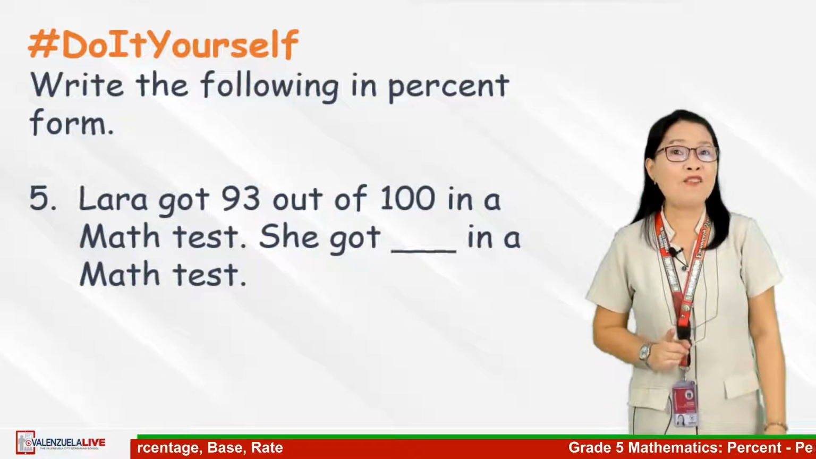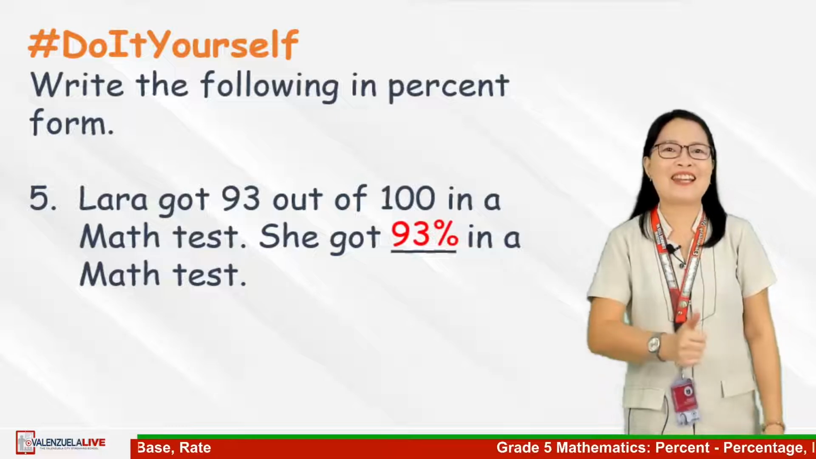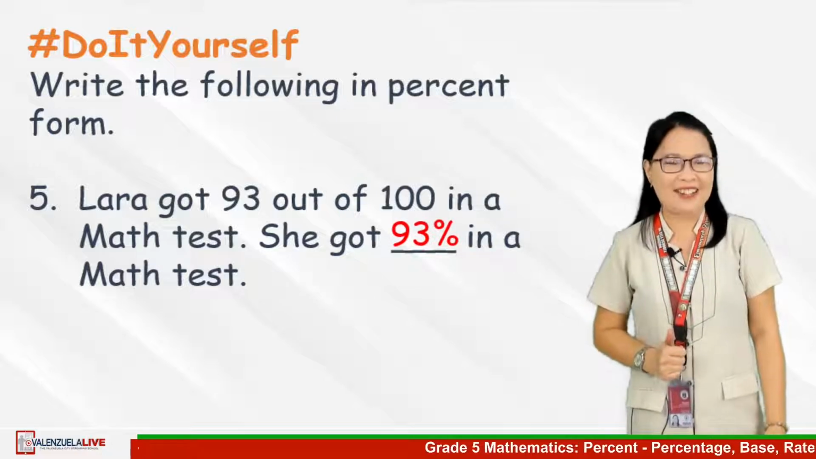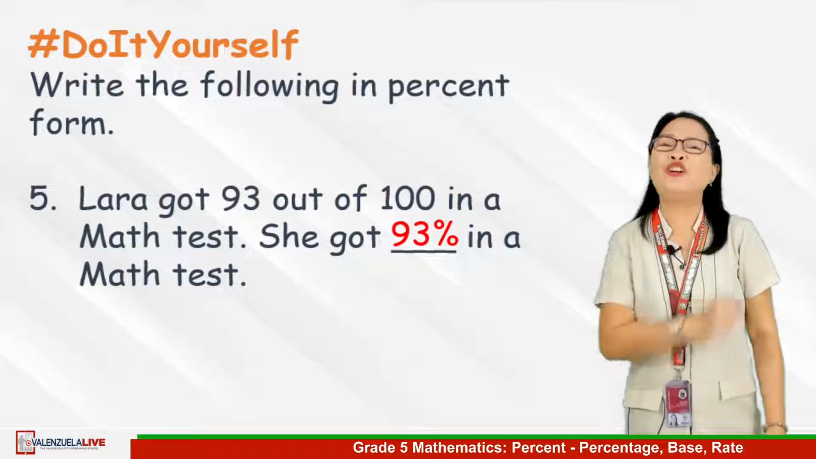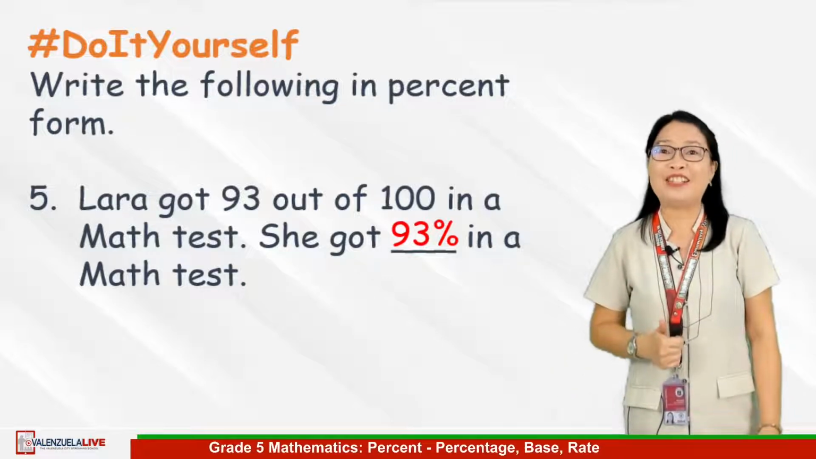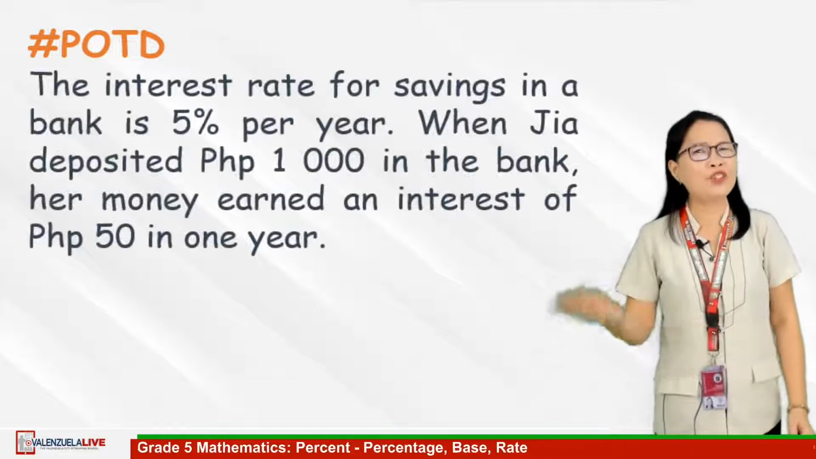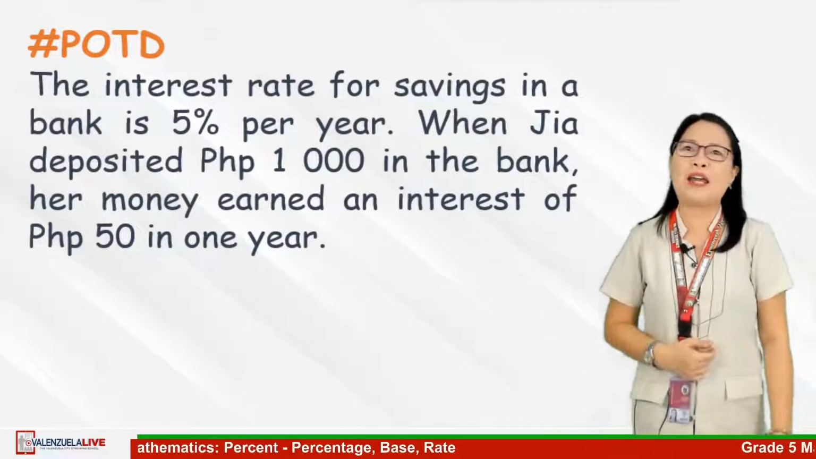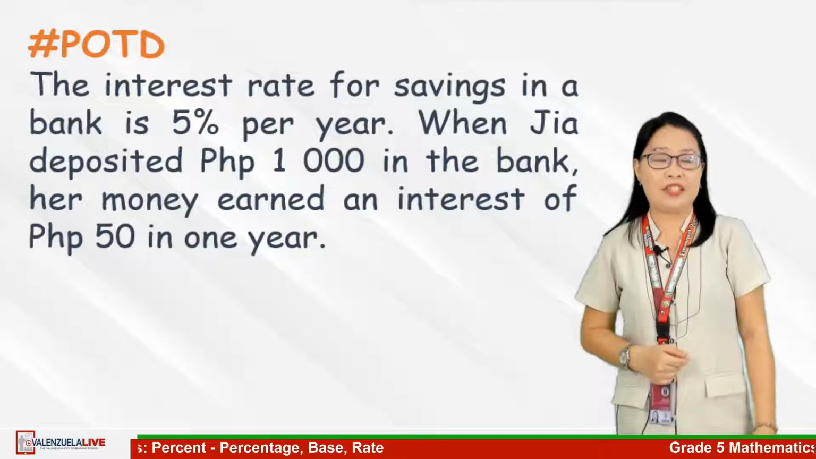What is the percent form? Yes, it's 93%. Did you get a perfect score? You're all amazing grade 5 math learners. Very good. Now, this time, I want you to read hashtag POTD, problem of the day.